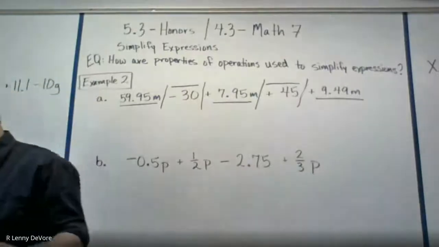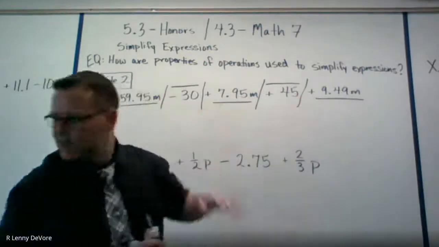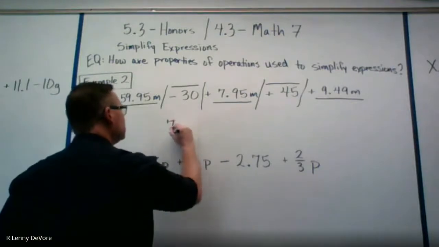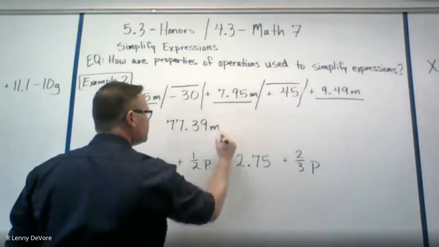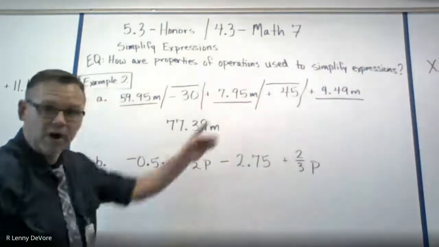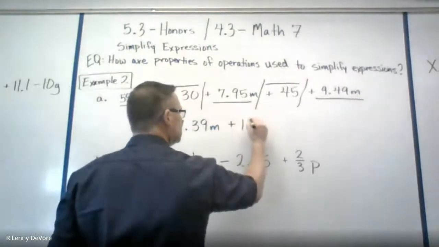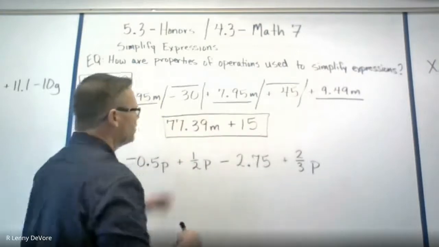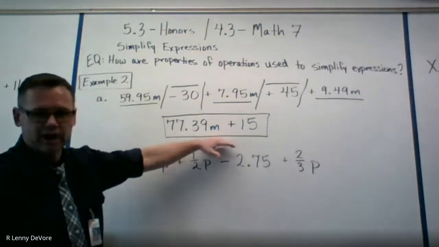Now, I've already done the math on this, so I'm going to write it out. So the thing is, well, all three of these are positive, so I would add them all, and they end up being 77.39 M. And then this is a negative and a positive, so I subtract these from each other. Positive is larger, so this is going to be positive 15. And that's all I can combine on these two. I have two terms left over from the like terms, okay? And this is going to be our ending product, all right? This is our answer right here.